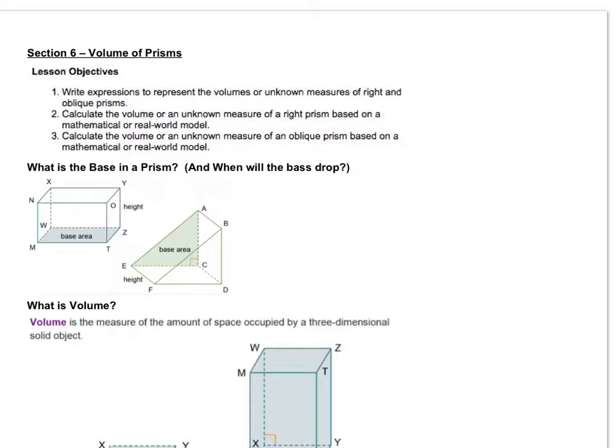Hello, and welcome back. This is section 6, and this is a section about volume of prisms. We studied in the last section what a prism was, and we'll revisit that. But we're going to talk about the volume of prisms today.